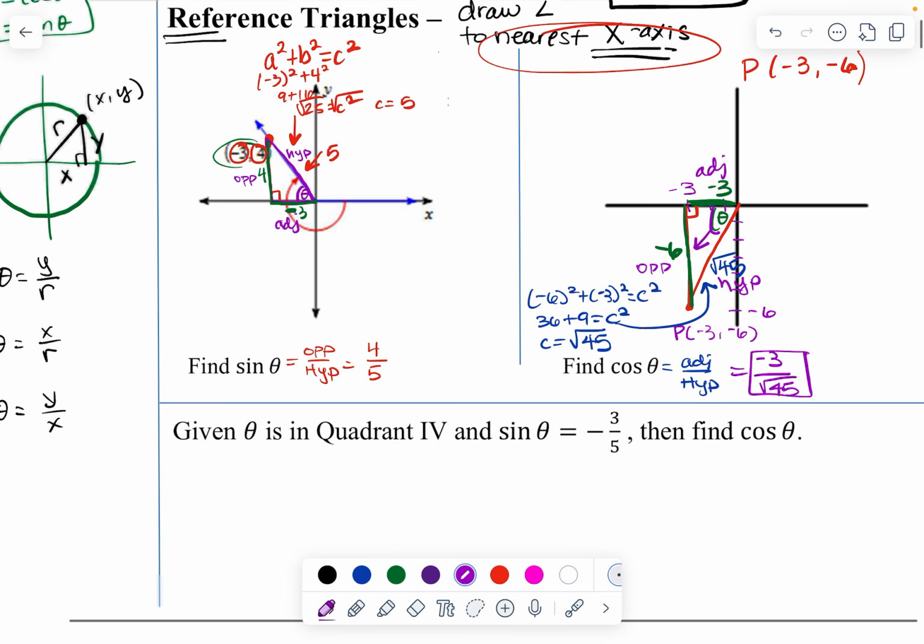So with that said, we also need to remember that sine and cosecant are reciprocals of each other. We know that cosecant is the reciprocal of sine, and csc is the abbreviation for cosecant. We know that secant is the reciprocal of cosine, and sec is the abbreviation for secant. And last one, cotangent is the reciprocal of tangent, and cot is the abbreviation for cotangent.